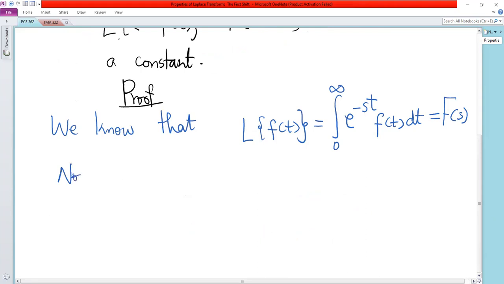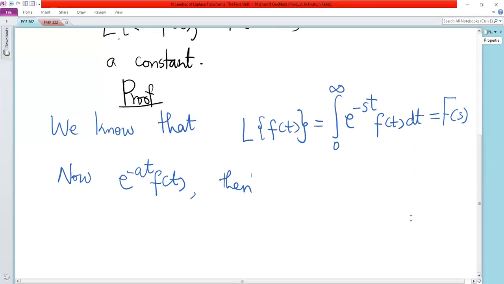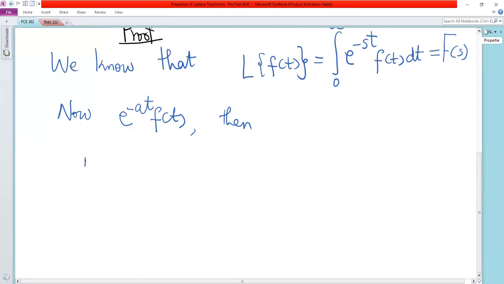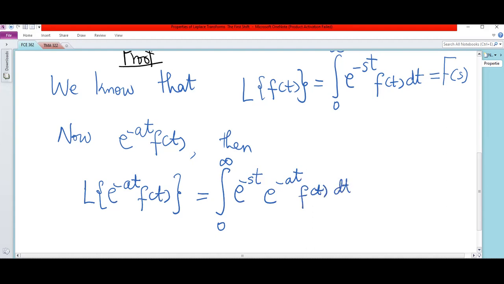Now, when you multiply e raised to the power minus at times f of t, the Laplace transform of e raised to the power minus at times f of t would be given by the integral from 0 to infinity of e raised to the power negative st. So in place of f of t, the function, we have e raised to the power minus at multiplied by f of t, dt. This is by definition.